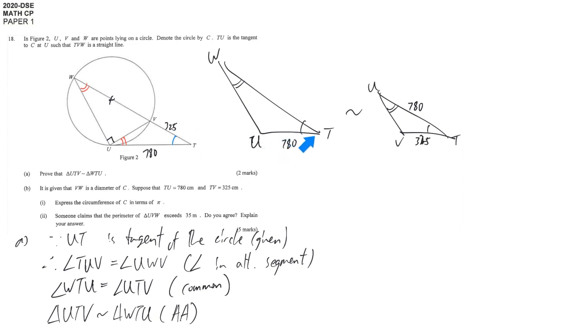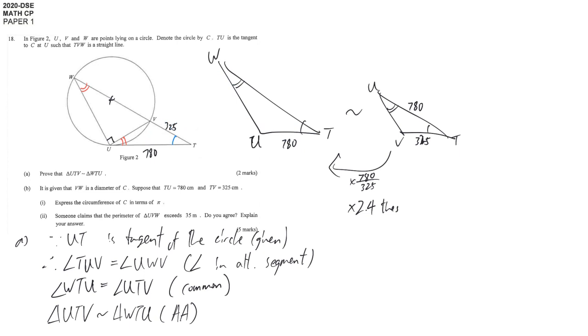In a similar triangle, we have a complete pair of sides, so we know their length ratio. The ratio is 780 divided by 325. That means every length is multiplied by 2.4 times. Then we get the longer length here. We have to express the circumference of C in terms of pi. To get the circumference, we are going to find R or diameter D. That means we are interested in what WV is. Our target is to find out WV, so we can find out WT first. Then we subtract 325 from it.